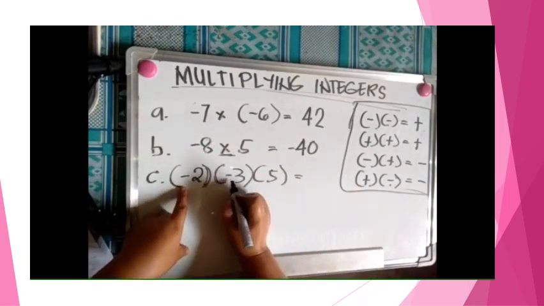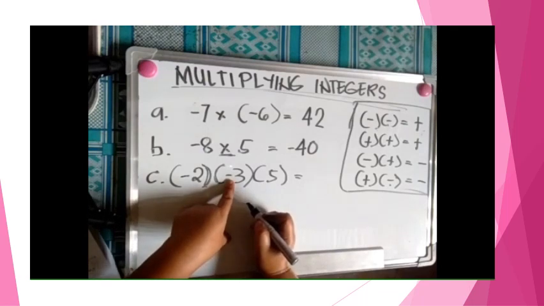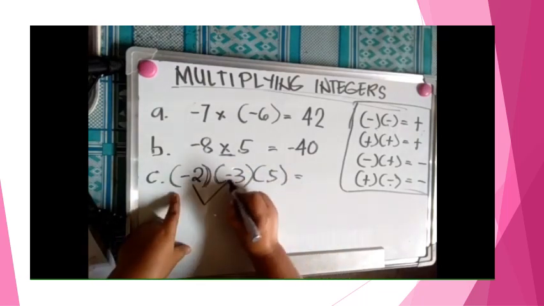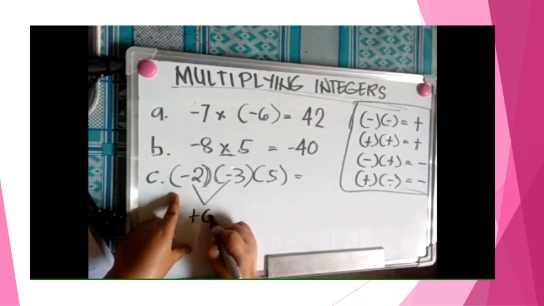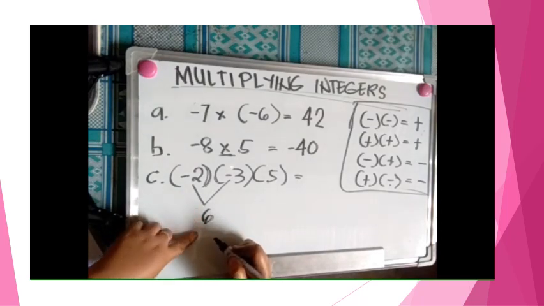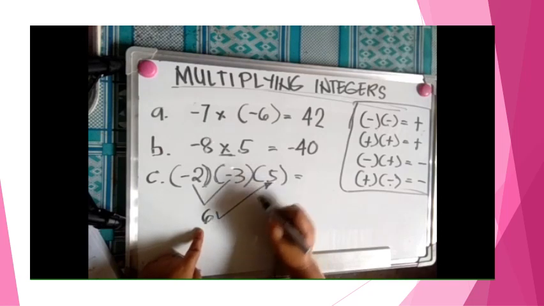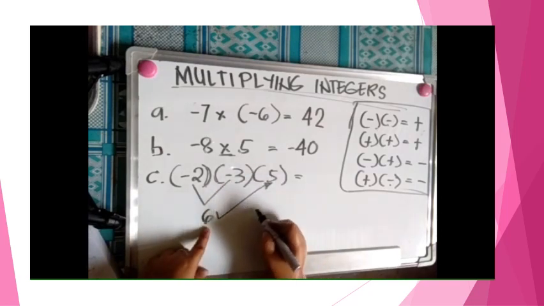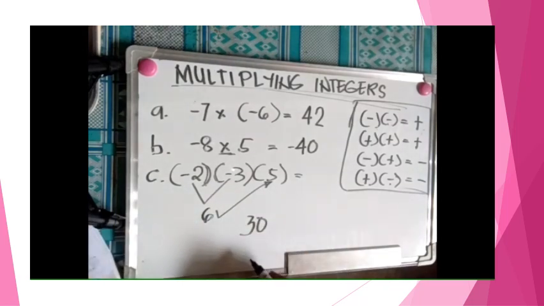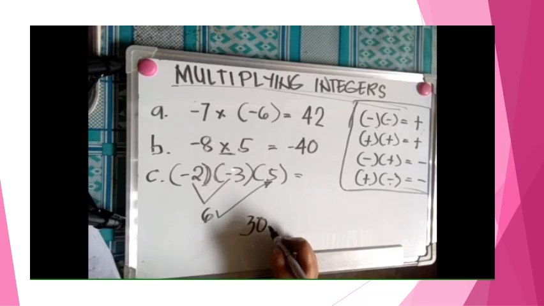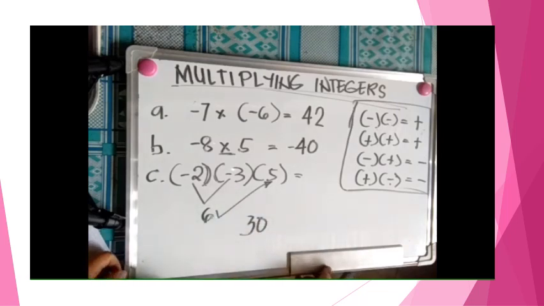Negative 2 times negative 3 is positive, what? Positive 6, or just 6. Don't bother writing positive, it is already understood. And then, are we done? Not yet. We still need to multiply. So, 6 times 5 is equal to 30. Understood why it is 30? Very good. Any questions in multiplying integers? None. Very good.